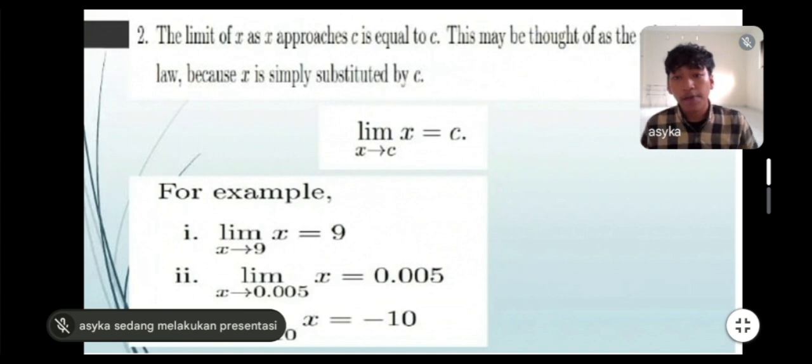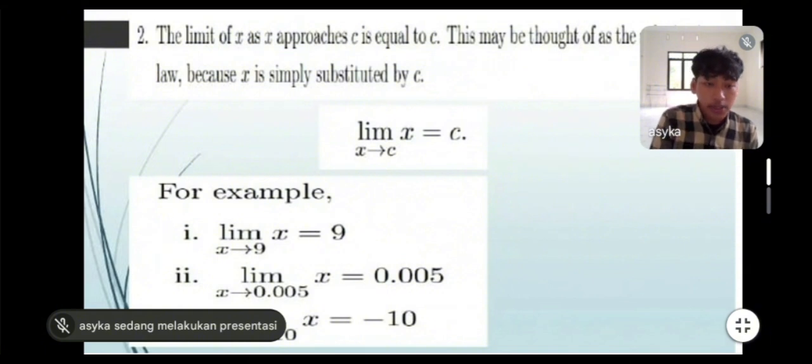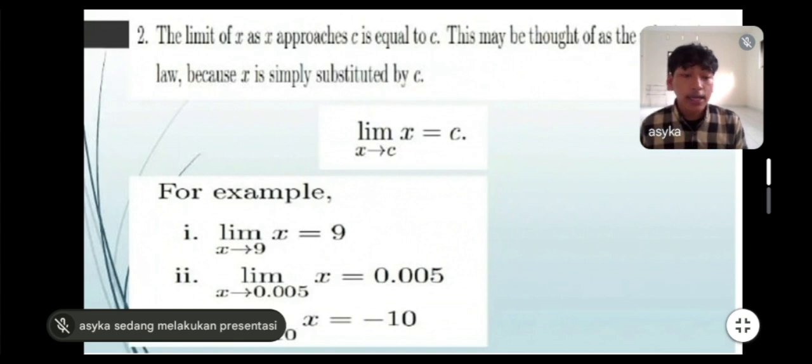So this may be true, as we substitute x by c. For example, limit x approaching 9 for x equal 9, and then limit x approaching 0.005 for x is 0.005, and then limit x approaching minus 10 for x is minus 10.